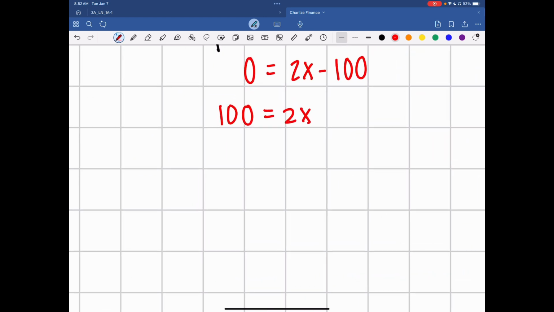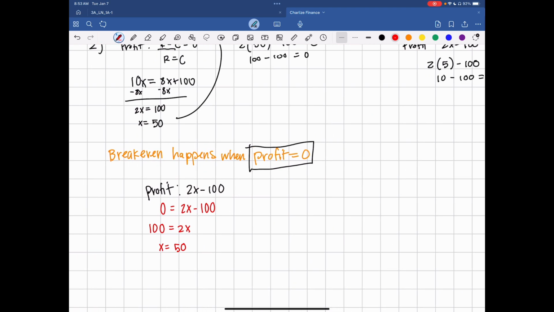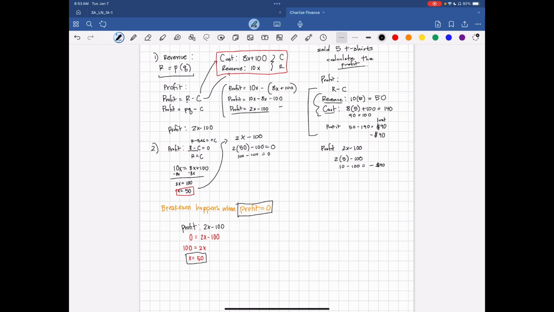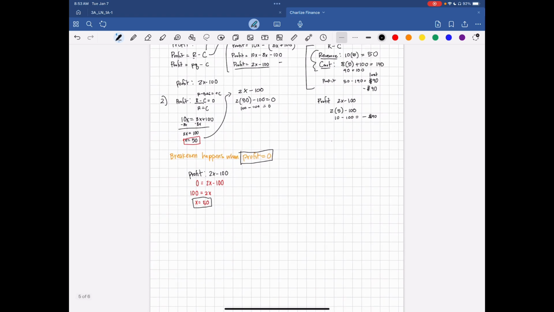So I just added 100 on both sides, then x equals 50. And if I look here, this is the same answer. It's because the 2x minus 100 is only a simplified version of the long answer. It's nothing special, it's just simple. And so break even happens. But also, this is just for more of a connection to pre-calculus.